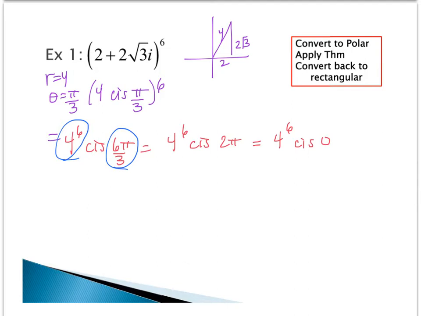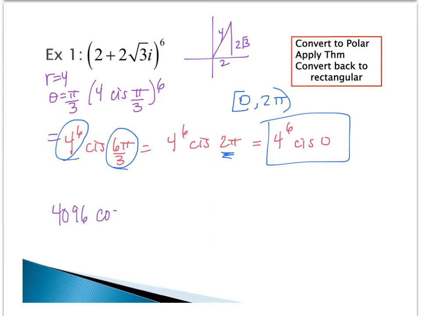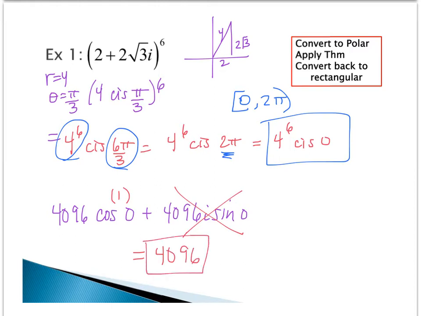If we simplify our angle, we see that we have 2 pi, and we learned on Friday that we always want our theta to be in 0 to 2 pi, not including 2 pi, meaning that if our angle is 2 pi, we would actually rewrite it as 0. Now, if we were allowed to leave our answer in polar form, that would be our answer. However, we want you to convert your answer into rectangular. 4 to the 6th power is 4096, so we would have 4096 cosine 0 plus 4096i sine 0. Sine of 0 is equal to 0, and cosine of 0 is equal to 1. Therefore, our final answer is 4096.